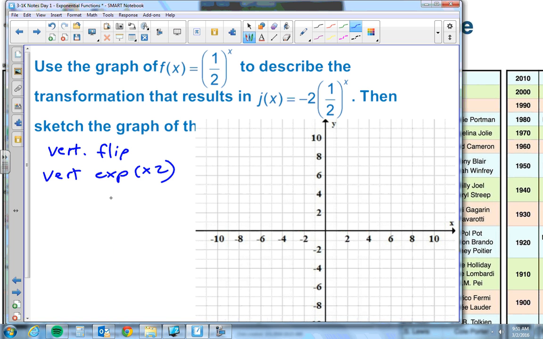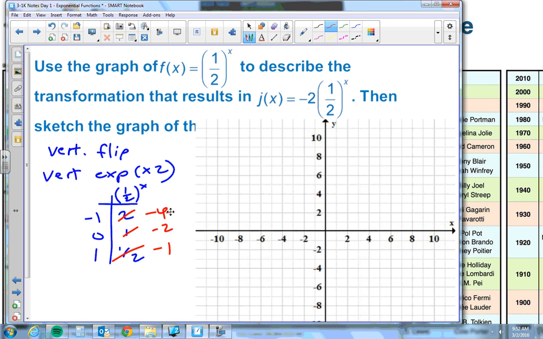Now, once again, you can do this without a table, but I'm going to make a table for 1/2 to the power of x. 1/2 to the power of 0 is 1. 1/2 to the power of 1 is itself. And 1/2 to the power of negative 1 is the reciprocal of 1/2. But then, if you apply these changes, we're just going to multiply the y values by negative 2. And that does the vertical flip and the vertical stretch all in one fell swoop.